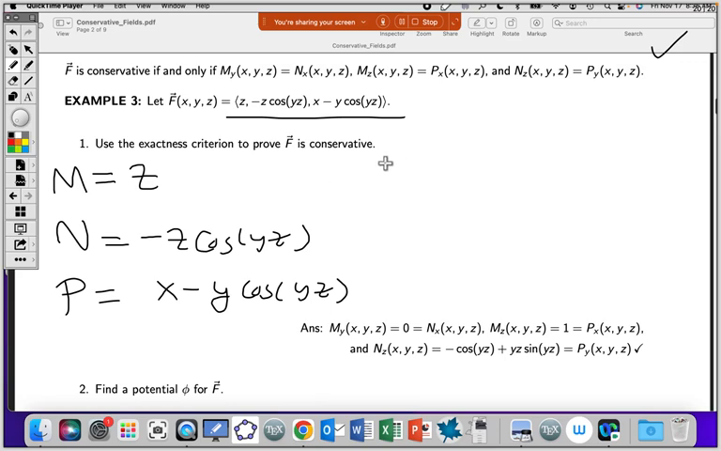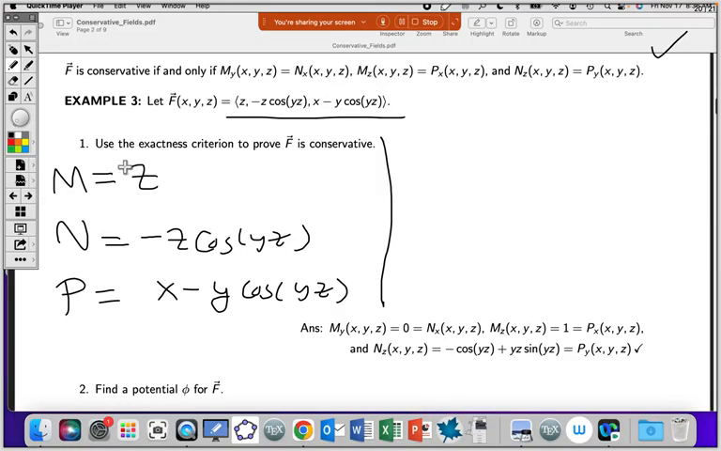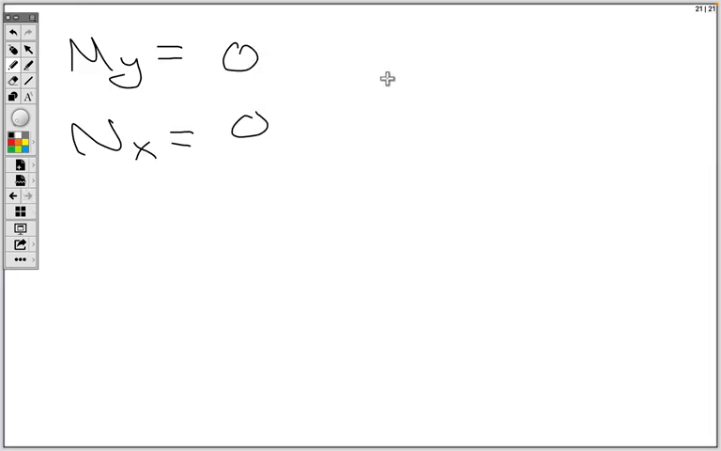And let's check. Let's look at my and nx. So I take the partial derivative of m with respect to y. There's no y's. So that partial derivative is going to be what? 0. Now I go to take the derivative of n with respect to x, and I see that there's no x's there, so that partial derivative is also what? 0. So these are both 0. So my equals nx, done.